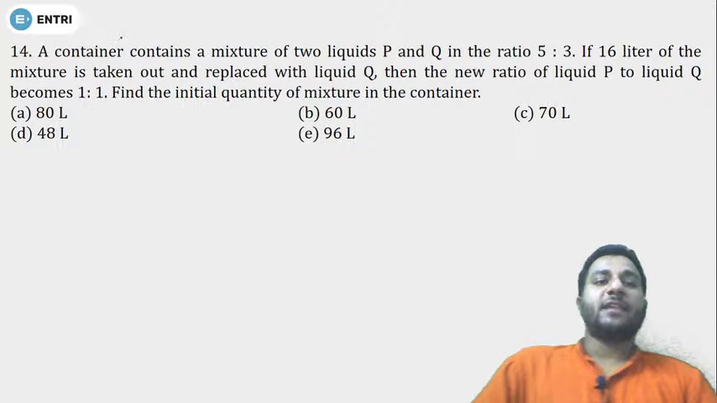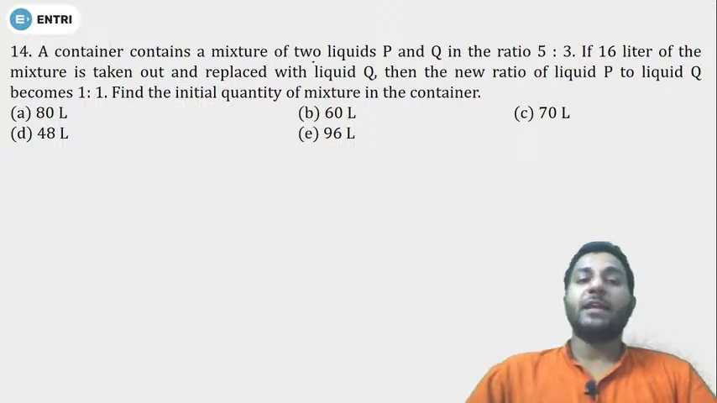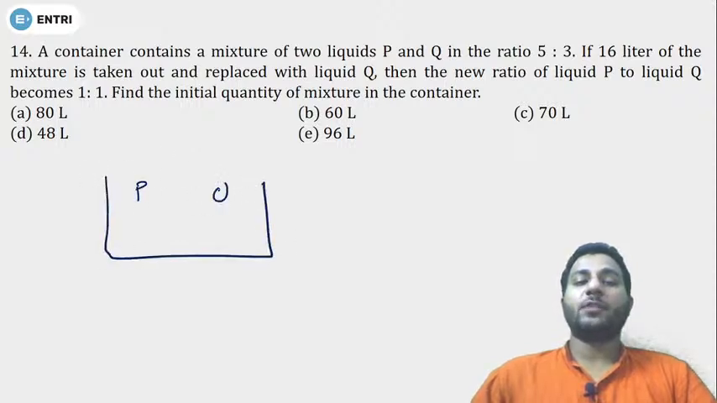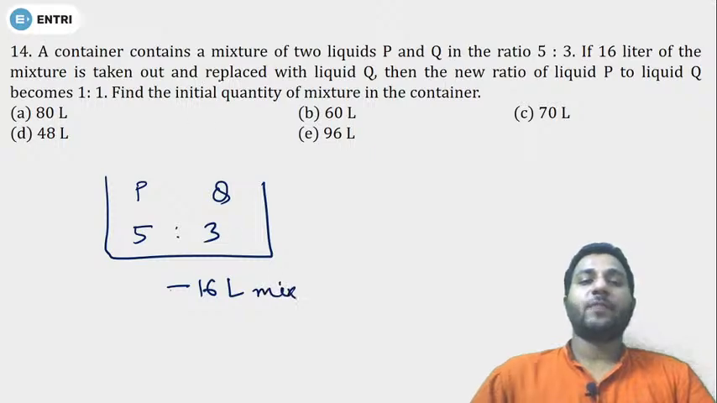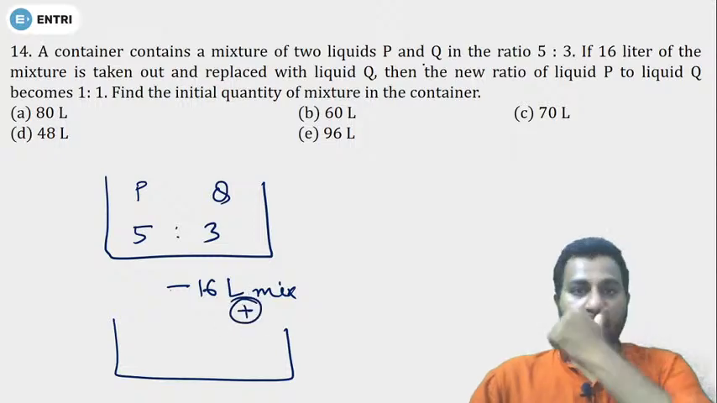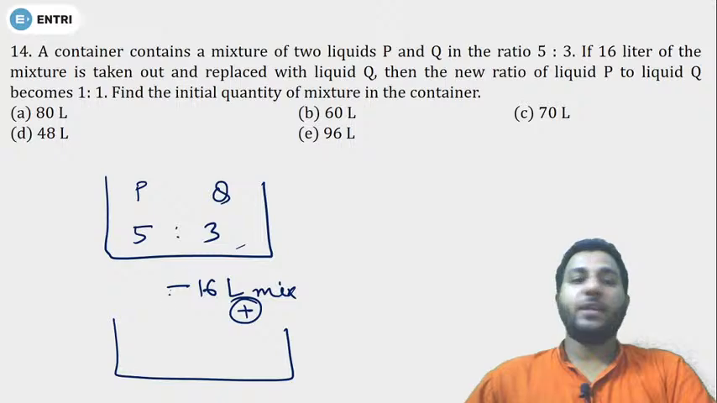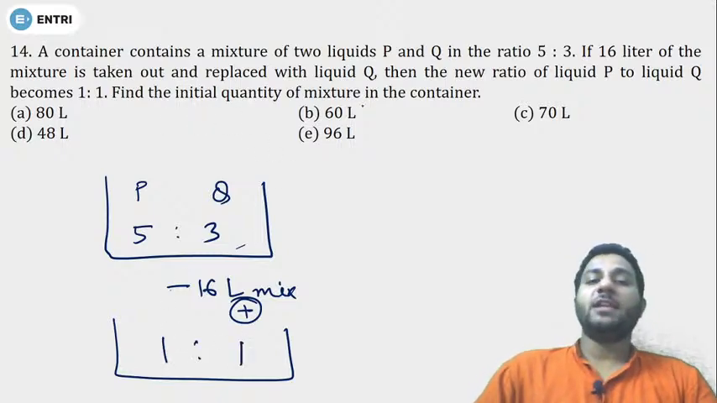The next is the mixture problem. A container contains two liquids P and Q in the ratio 5:3. If 16 liters of the mixture is taken out and replaced with Q, the new ratio of P to Q becomes 1:1. Now find the initial quantity of the mixture.